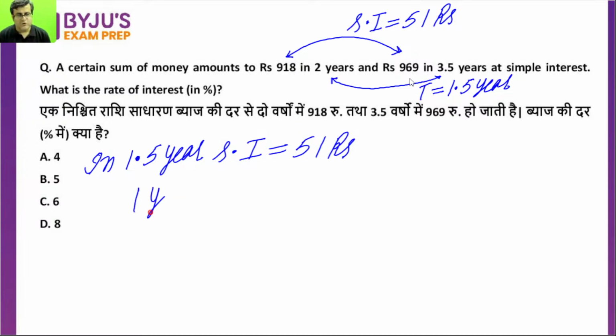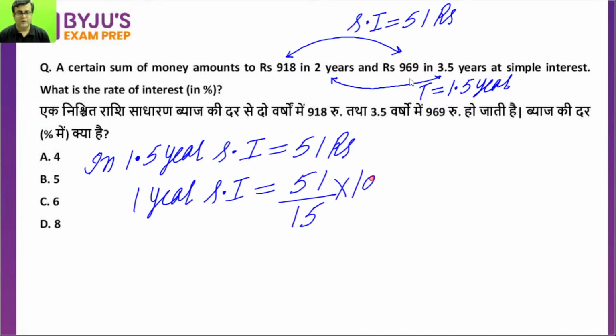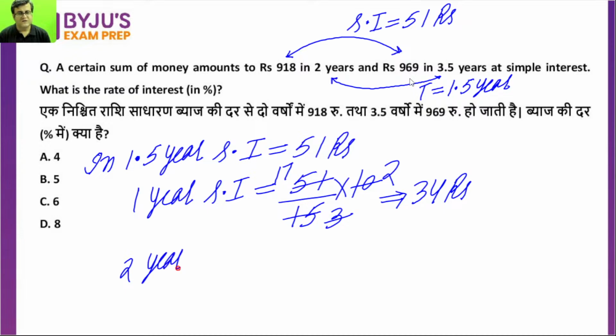So in 1 year, can you calculate? In 1 year, simple interest will be how much? You can see 51; 1.5 will come down. If you remove the decimal, it will go up. So 5 3s are 15, 5 2s are 10, 3 17s are 51: 34 rupees. 1 year simple interest is 34. 2 year simple interest will be equal to 68 rupees. Is this point clear to everyone?